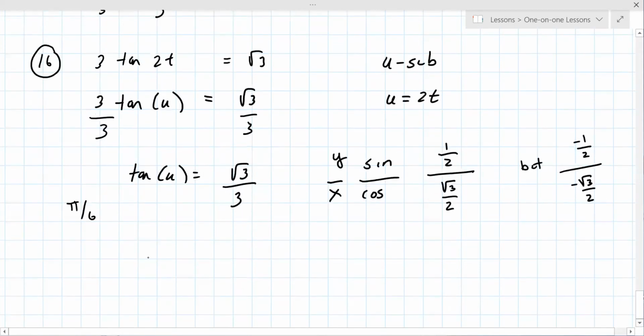So our two options are that u could equal pi over 6, or u could equal 7 pi over 6.